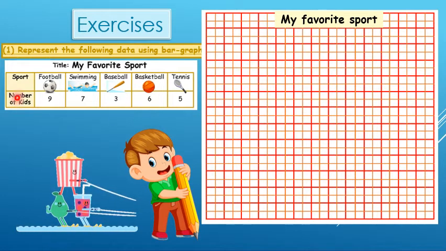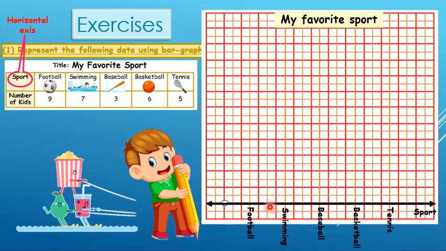Second, we will write our horizontal axis, which is the first row, called sport. We draw our horizontal axis and write on it the word sport, and label each sport on this line, and make sure to make a space between each sport and another sport, like this. We will write down here football and make a space, and write swimming and make a space, and write baseball and make a space, and write basketball and make a space, then write tennis and make a space.